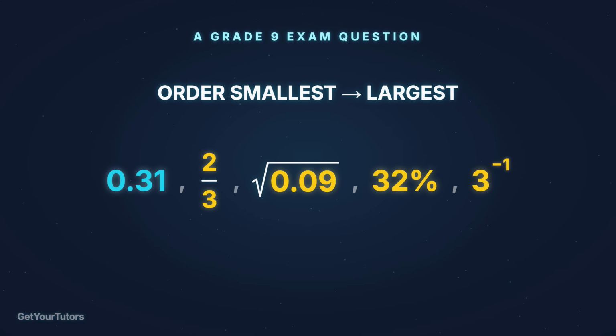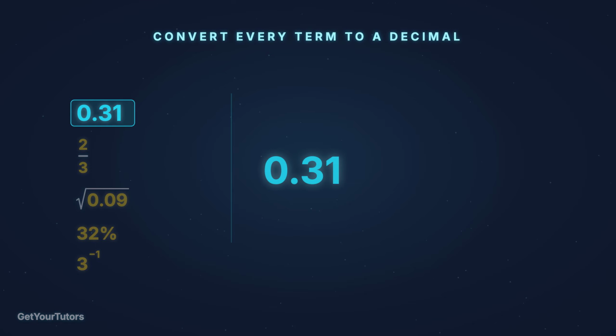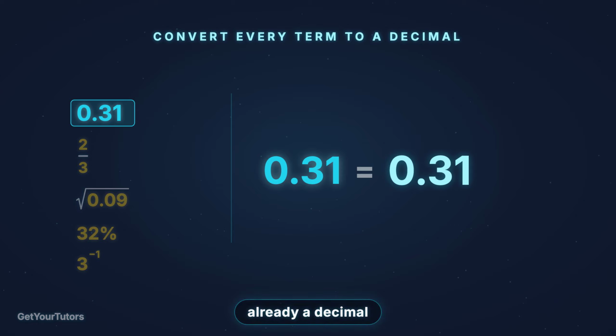Order these numbers starting with the absolute smallest value: 0.31, 2/3, square root of 0.09, 32%, 3 to the power of -1. We must convert everything into decimals. 0.31 is already a decimal. Leave it completely alone for now.